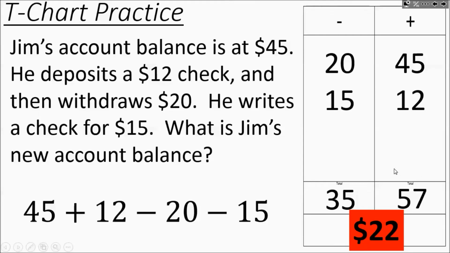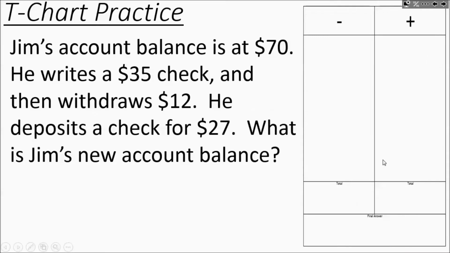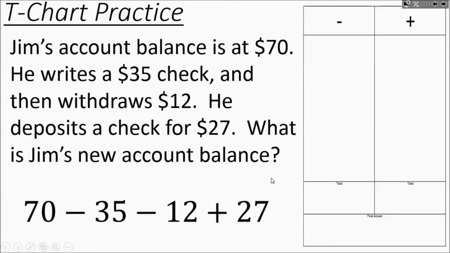All right. Next one, another account balance. Go ahead and pause it, read it. All right, I'm not going to read through the whole thing. I'm going to list the numbers at the bottom. And we have the $70 that was his original balance. Writing a check is when you lose money. Withdrawing is when you lose money. Depositing a check is positive. That's putting money in the bank. Deposit has the word positive hidden in there. That's one way to remember it.